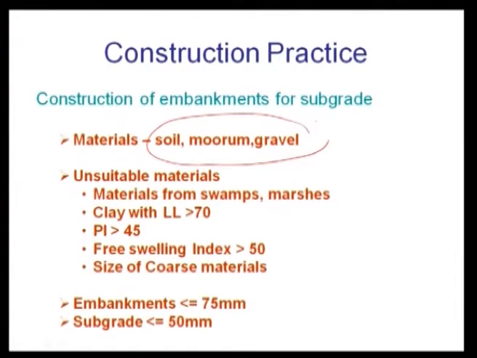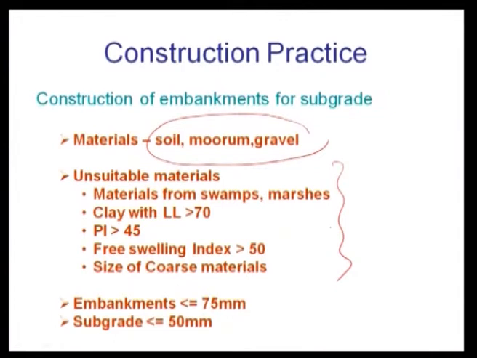Unsuitable materials: materials from swamps or marshes, clay with, as I said earlier, liquid limit greater than 70, plasticity index greater than 45, free swelling index more than 50, that means it is a highly expansive soil. Size of coarse material. These are the requirements for your material, whether it is suitable or not.